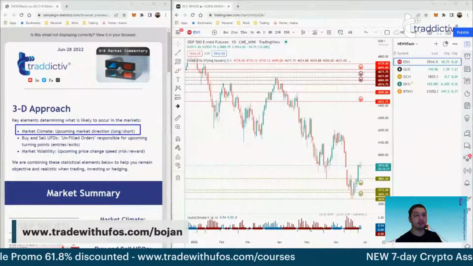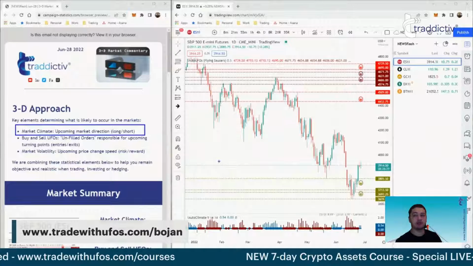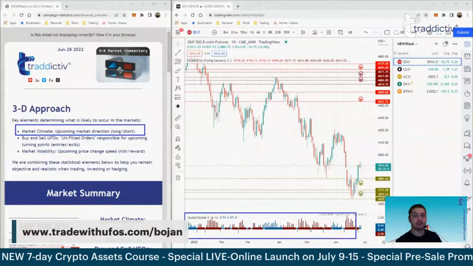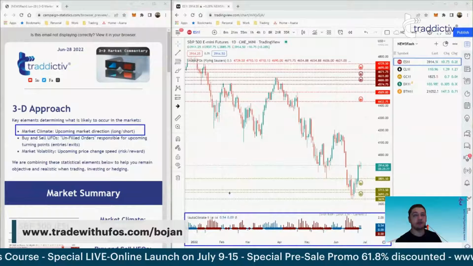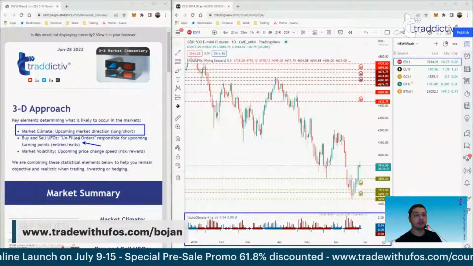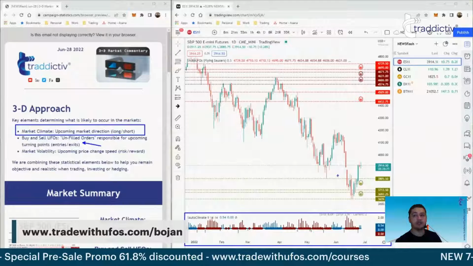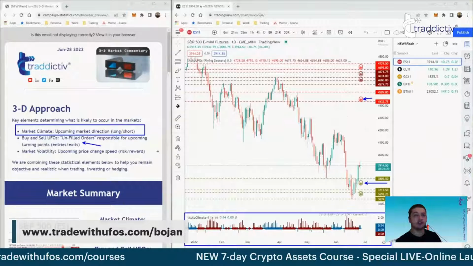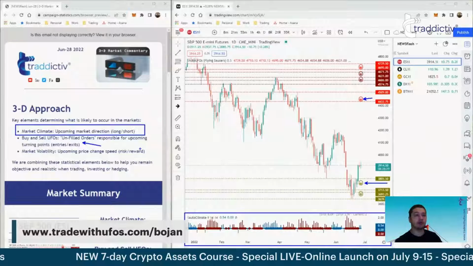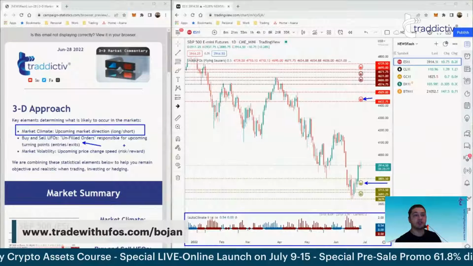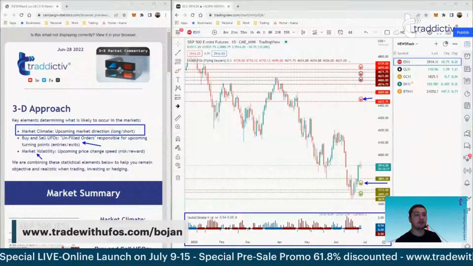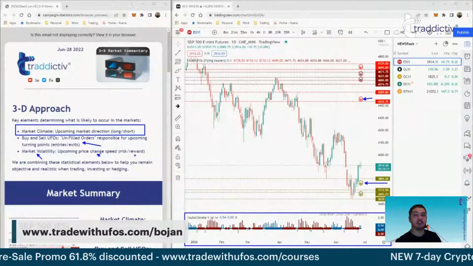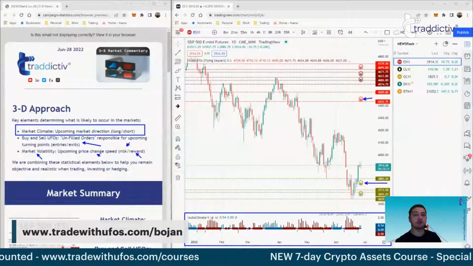The market climate is what gives us the upcoming market direction, whether we should be looking for long or short opportunities, also presented by this indicator down here below. The buy and sell UFOs, the unfilled orders, unmistakably named UFOs because they do look like flying saucers on the chart here, are the ones responsible for the upcoming turning points that we utilize for entries and exits. And of course, the market volatility, the upcoming price change speed, which gives us the risk to reward ratio.